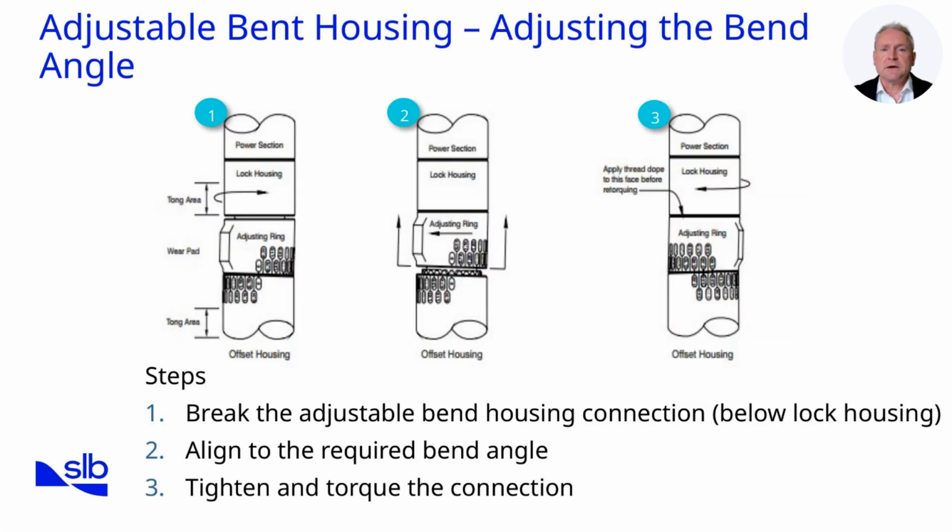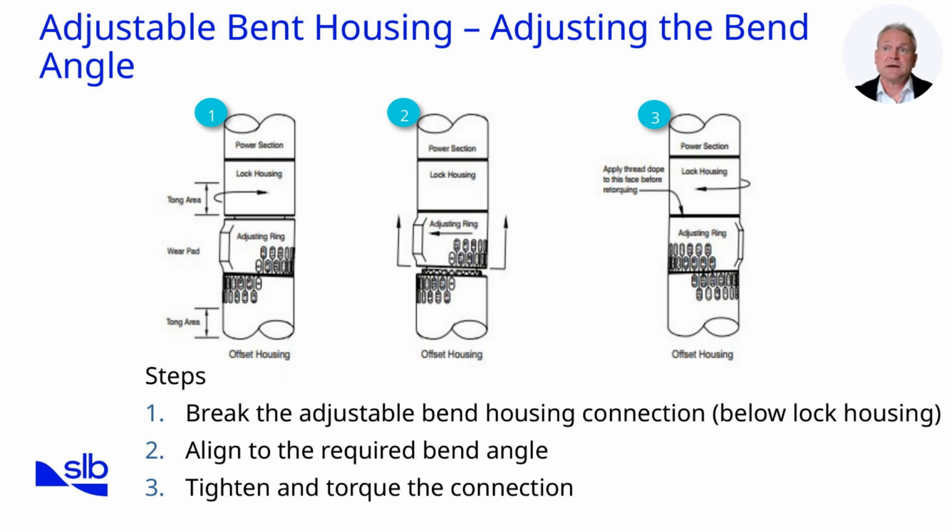Adjusting the bend angle on an adjustable bent housing is a straightforward but critical procedure that must be carried out with precision. The first step is to break the connection located below the lock housing, which secures the adjustable section. Once the connection is freed, the housing can be rotated to align with the required bend angle, which is usually marked on the tool in discrete increments such as 0.5 degrees or 1 degree. After the desired angle is set, the connection is tightened and torqued to specification, ensuring the housing is locked in place and capable of withstanding operational stresses.